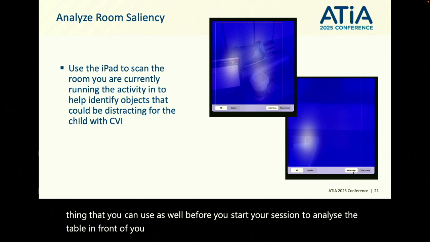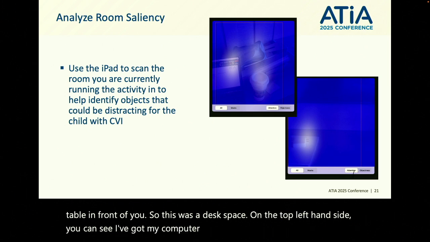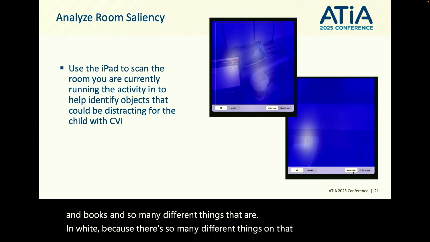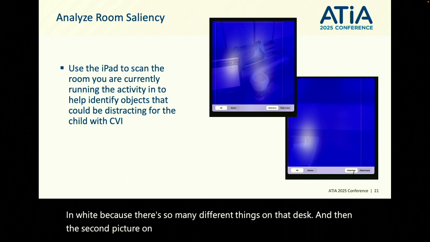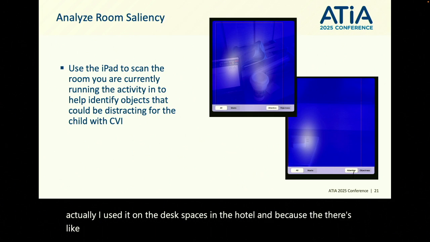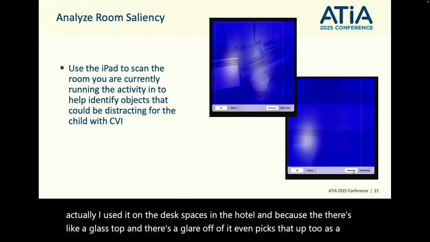So this was a desk space on the top left-hand side. You can see I've got my computer open, I've got a desk, I've got folders and books and so many different things that are highlighted in white because there's so many different things on that desk. And then the second picture on the right only has one thing that's highlighted. Actually, I used it on the desk spaces in the hotel, and because it's like a glass top and there's a glare off of it, it even picks that up as a potential obstacle for complexity.